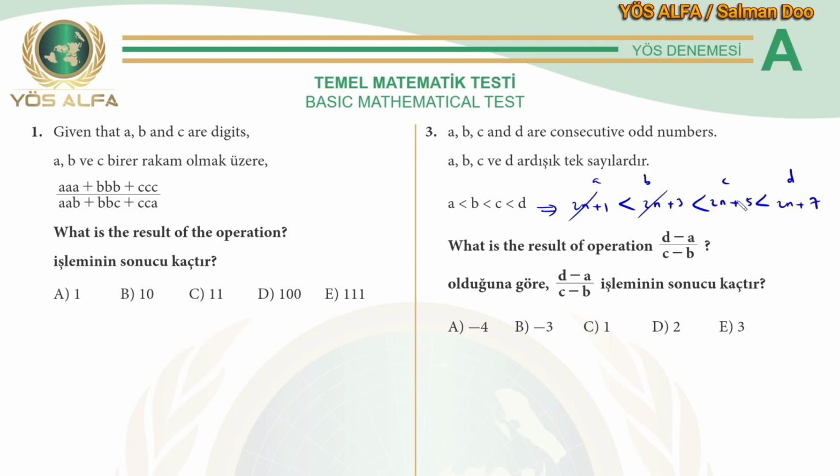We can cancel out 2n from each term. So we have this relation between A, B, C, and D. So we want to find out D minus A over C minus B. D minus A is 7 minus 1, and C minus B is 5 minus 3. From here we have 6 over 2, which is 3. So the answer is E.